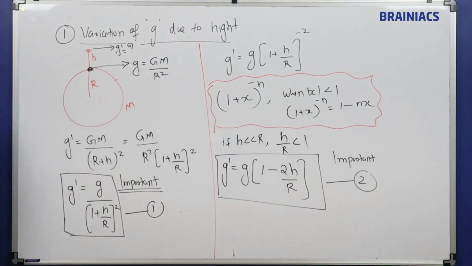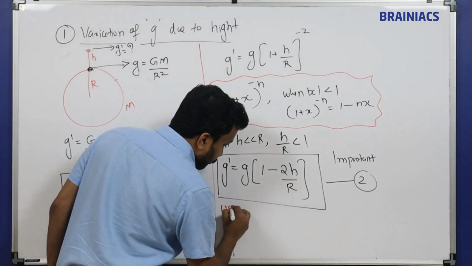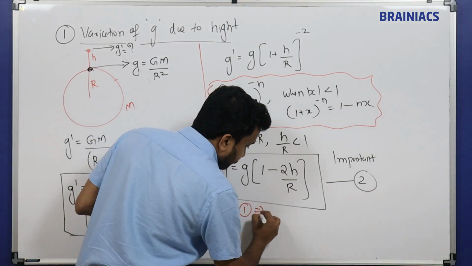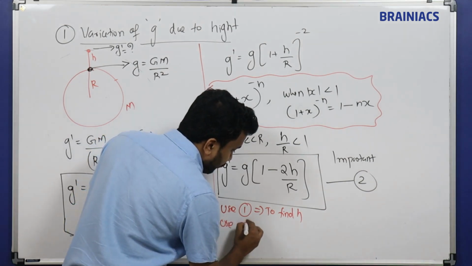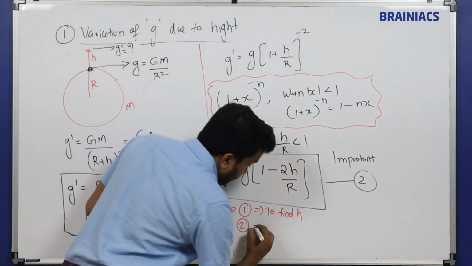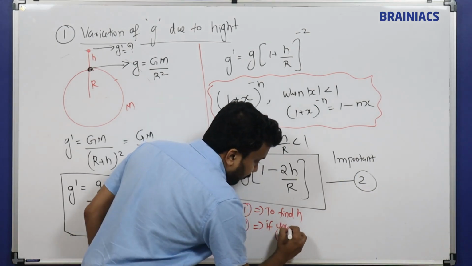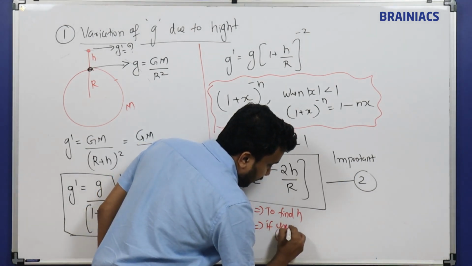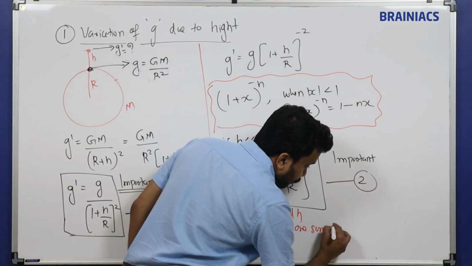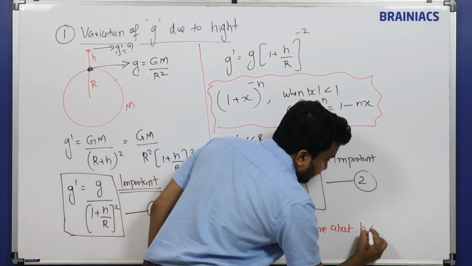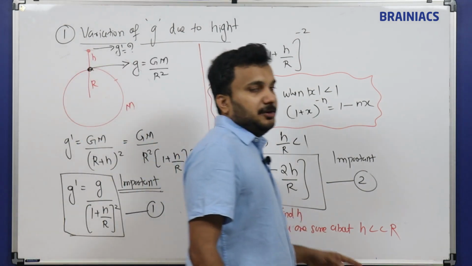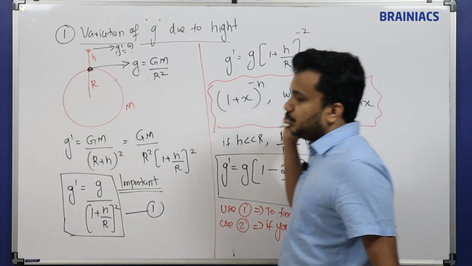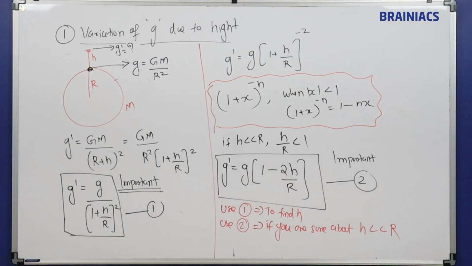So we will write an equation. Use 1 to find h. For example, to find h, use equation number 2, if you are sure that h is very much less than r. If h is very much less than r, feel free to use equation number 2. If you are not sure about that, you have to use equation number 1. So this is very clear, right?